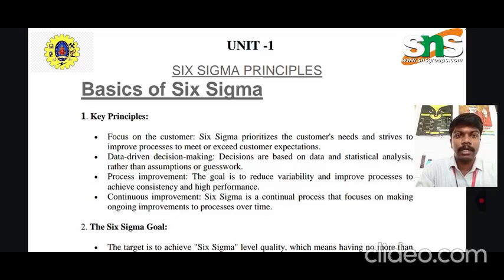The second one is data-driven decision making. Then there is process improvement, as I clearly explained in an earlier class and the previous video, what is meant by process improvement or continuous improvement. Here is a small glimpse: the goal is to reduce variability and improve the process to achieve consistency and high performance. Once again, it comes under continuous improvement, as we mentioned earlier. Six Sigma is a continual process that focuses on making ongoing improvements to the process over time.